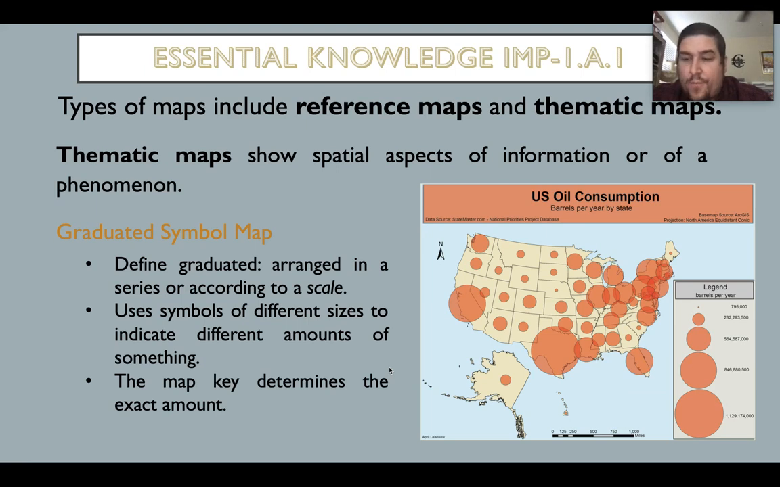Graduated symbol map. The larger the symbol, the more frequently it happens. The smaller the symbol, the less frequently it happens. Map key determines the exact amount, and it just tells you very quickly. You can just know that Texas and California use a lot more of it than, I don't know, Montana and Idaho. So just by looking, it gives you a quick assumption or something you can learn.